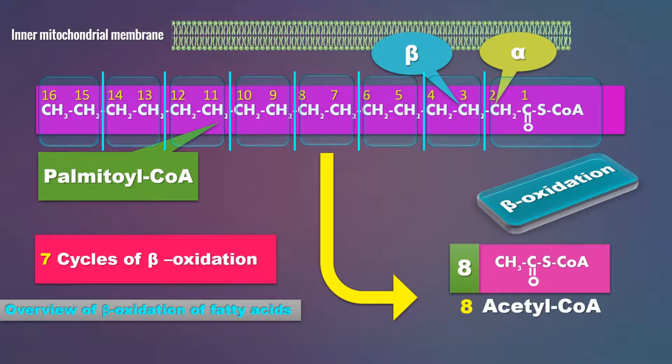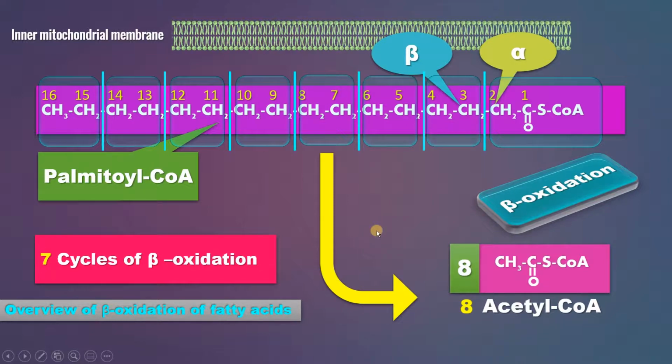Now what is the fate of this acetyl-CoA? This acetyl-CoA will enter the TCA cycle or citric acid cycle for final oxidation. So the citric acid cycle is the final common oxidative pathway for carbohydrates, fatty acids as well as amino acids. So that is why fats give more energy when compared to carbohydrates and proteins. So you can see we are going to get 8 acetyl-CoA from palmitic acid.